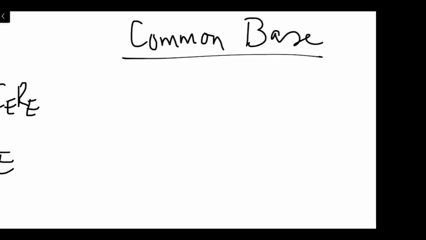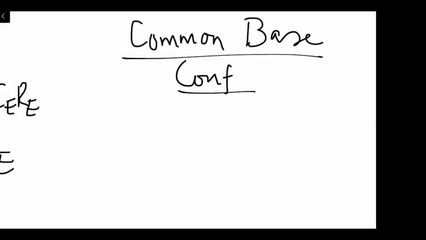Okay, the next circuit is common base configuration circuit. As the name indicates, it is common base. So this means the base is basically common in between the input side and the output side.